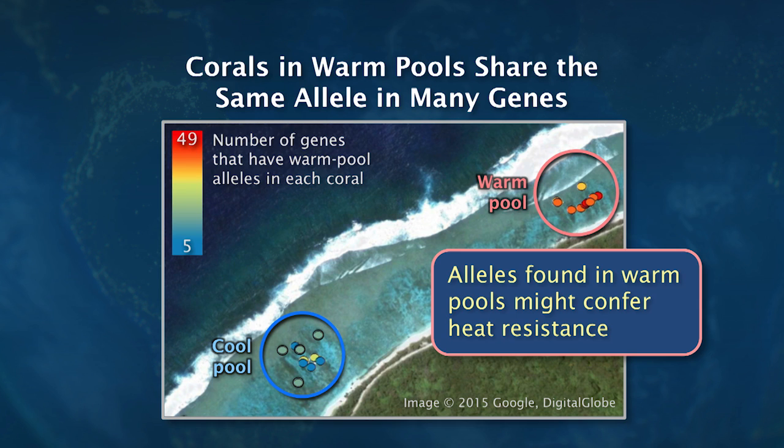And the cool pool corals and these warm pool corals, we know which alleles they have at each of these 100 loci. And what I'm showing you here is that most of the cool pool corals don't have many of the warm pool alleles. Some have some. The warm pool corals tend to have a lot more of the warm alleles at these genes than the cool pool ones.